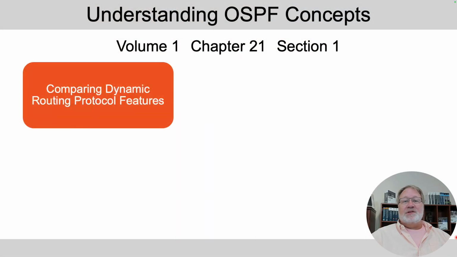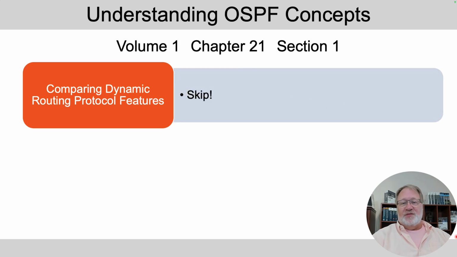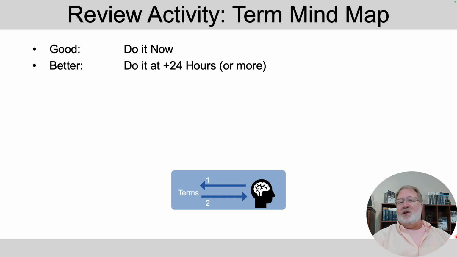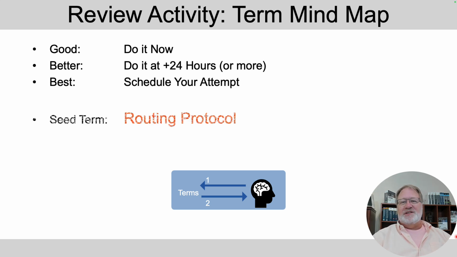So what about that book section? Well, you can skip it. This video is pretty comprehensive compared to the book section, so if you want to pick up some time, go for it. Then review activity, a terminology mind map. I've introduced a lot of new terms in this section, so do that as always. If the difference is you're not going to do it if you don't do it now, do it now. It's better for you if you wait a day or two and even schedule it. Your seed term this time is routing protocol, and just write down all the terms you can think of and organize them related to that term.